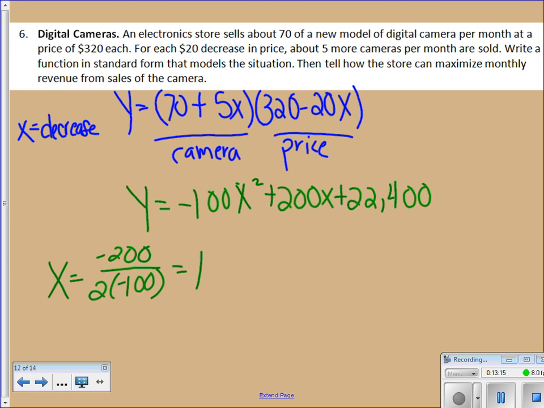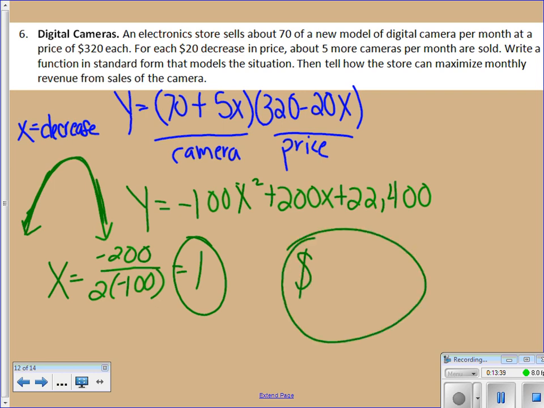So what does this mean? Well, think about it logically when you have a parabola. If I don't decrease it enough, not enough people are going to buy it. If I decrease it too much, I'm going to lose money because I still need to pay for the cameras themselves. So what I want you to do is take this one decrease, plug it into your original equation. Once you've done that, you will get the maximum revenue. So what is that maximum revenue when you plug in x is equal to 1?